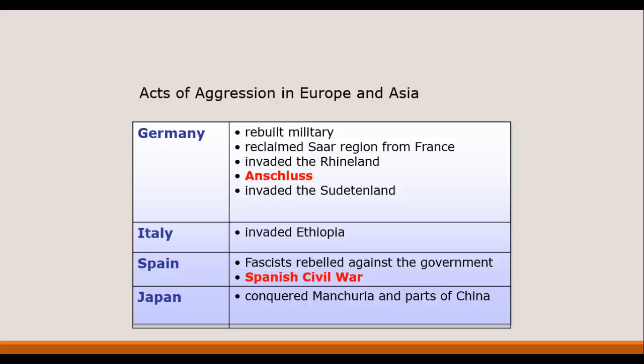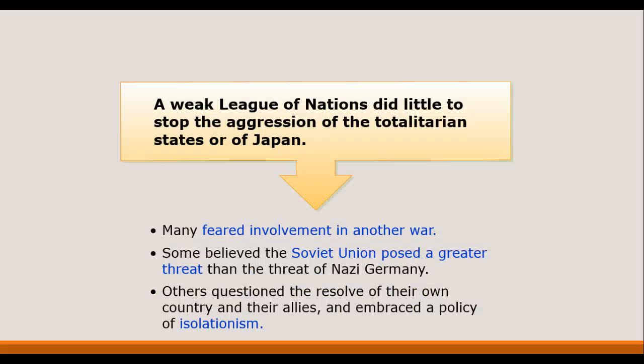What do you get in the 1930s? You have Germany illegally rebuilding its military, reclaiming the Saar region from France. They invaded the Rhineland. You have Anschluss, and they then invaded the Sudetenland. Italy invades Ethiopia. Spain, the fascist government there, rebels. You get the Spanish Civil War, which ends right about the beginning of World War II. And you have Japan conquering Manchuria and parts of China. So you have this massive aggression from these powers.